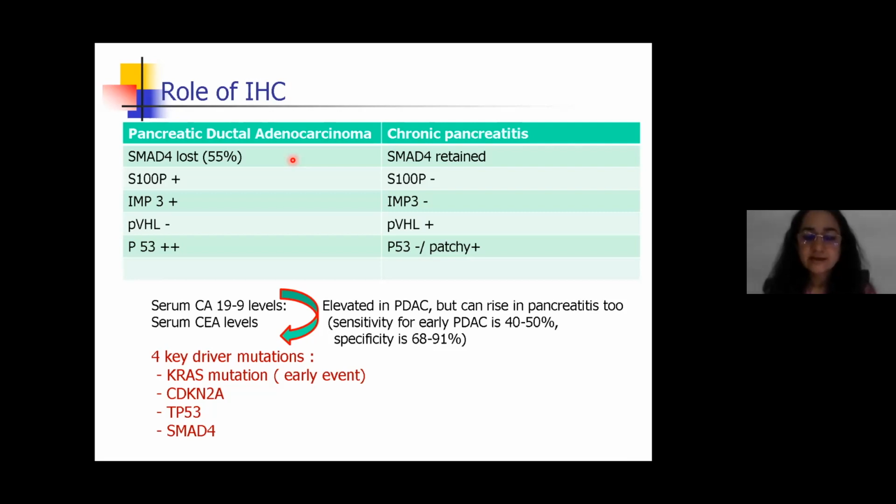The serum CA19-9 and CEA levels, these tumor markers, are elevated in adenocarcinoma. However, they can also rise in pancreatitis. Therefore, the sensitivity is only 40 to 50% and specificity is about 68 to 90%. So you cannot completely rely on these serum tumor markers. As I talked about the mutations, these are the 4 key driver mutations which occur in adenocarcinoma and can be helpful if you can demonstrate them in differentiating from chronic pancreatitis. The KRAS mutation is an early event, and the CDKN2A, the P53, and the SMAD4.